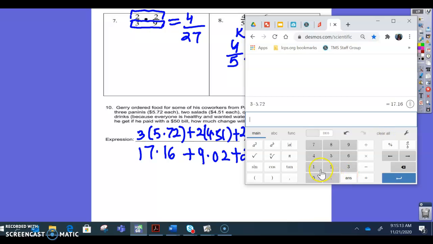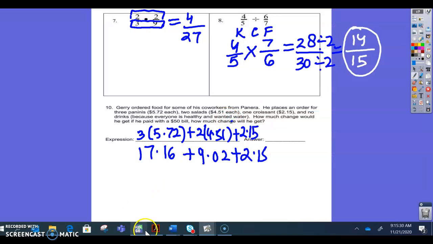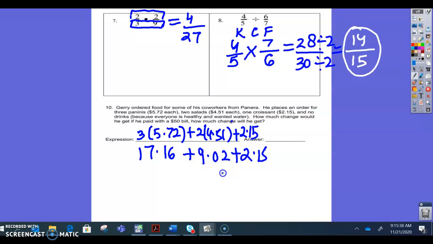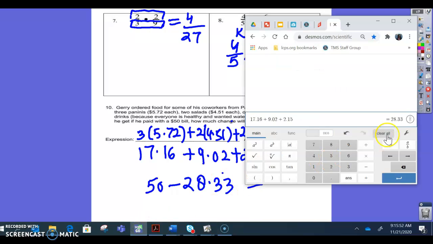I'm going to add all of these. I'm going to clear the other one. I'm going to add 17.16 plus 9.02 plus I think it was 2.15, and that equals 28.33. So if I gave the bill of $50, I need to subtract 28.33, and that will tell me what change I will get.